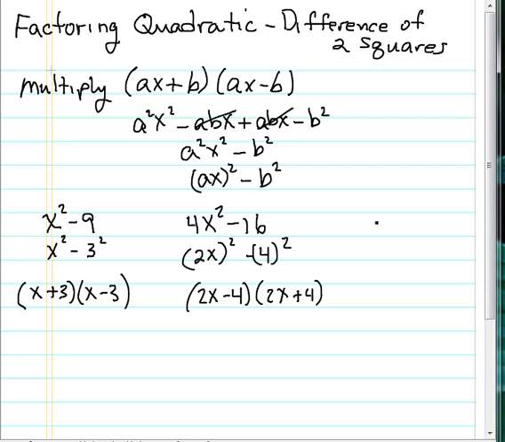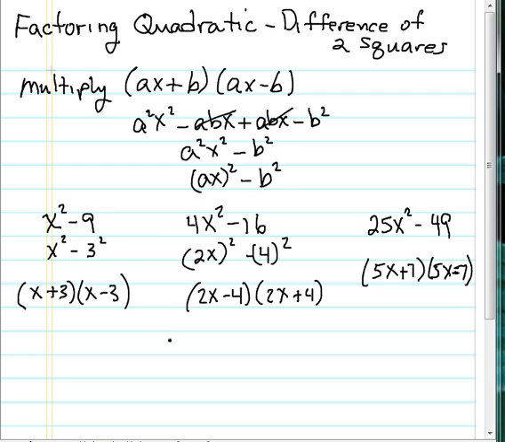Let's just do one more. Let's say we had 25x squared minus 49. So again, this is 5x quantity squared and 7 squared, so that's going to factor into 5x plus 7 and 5x minus 7. Again, if we FOILed all of these out, we would get back to our original polynomial.